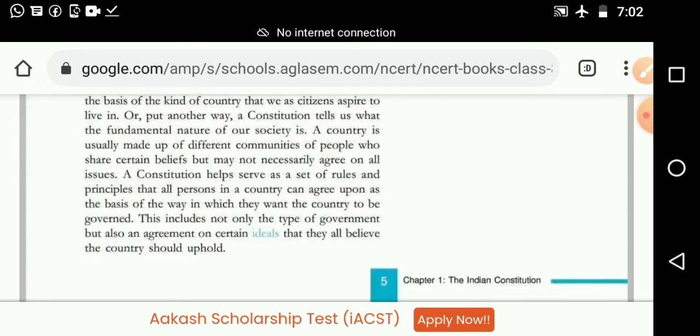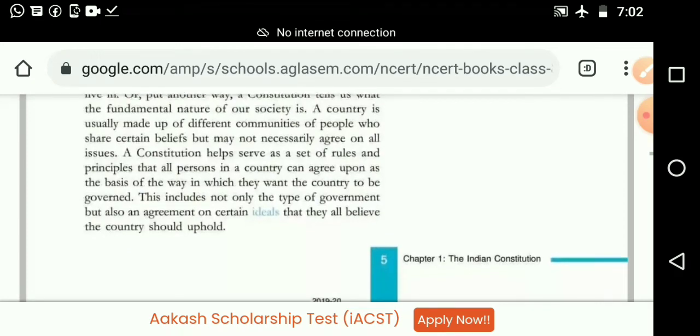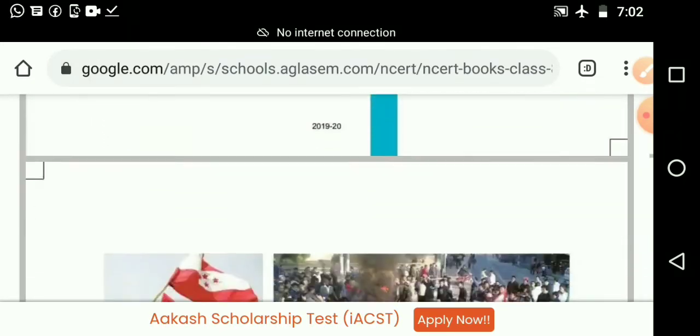This includes not only the type of government but also an agreement on certain ideals that they all believe the country should uphold. So in the constitution we very clearly say whether it should be a communist, socialist or democratic country. Not only that, but which values or principles we want to hold as a country, our constitution will also tell us.